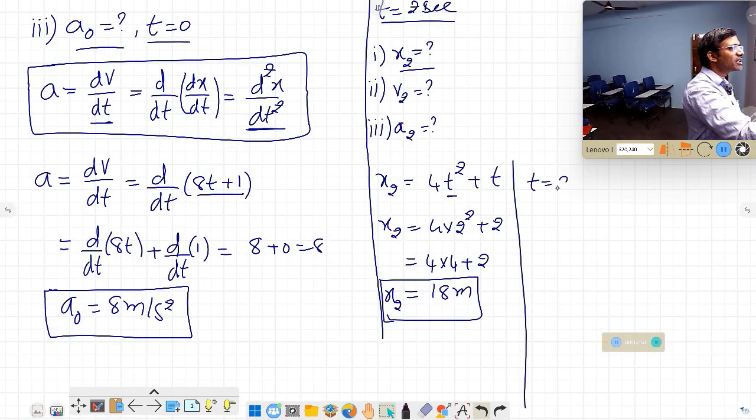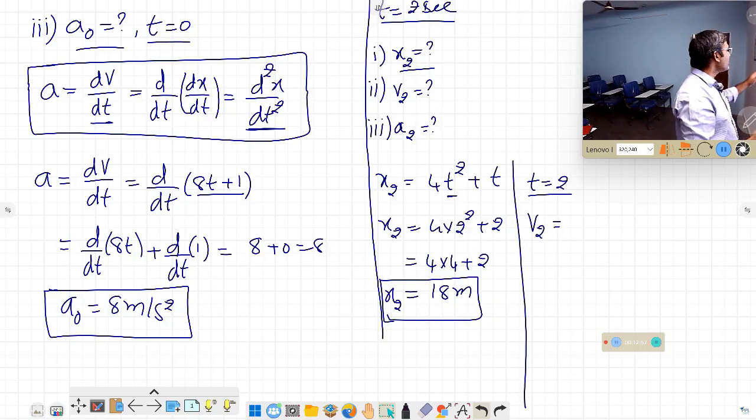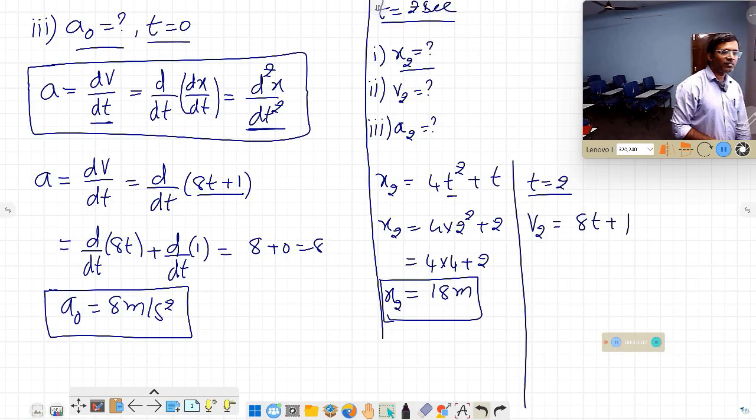At time t equal to 2 seconds, you have to substitute in the velocity equation. First, what is velocity? Already we have just done this. So what is the velocity equation? 8t plus 1. After differentiating the displacement once, you get the velocity. So the velocity equation is 8t plus 1.